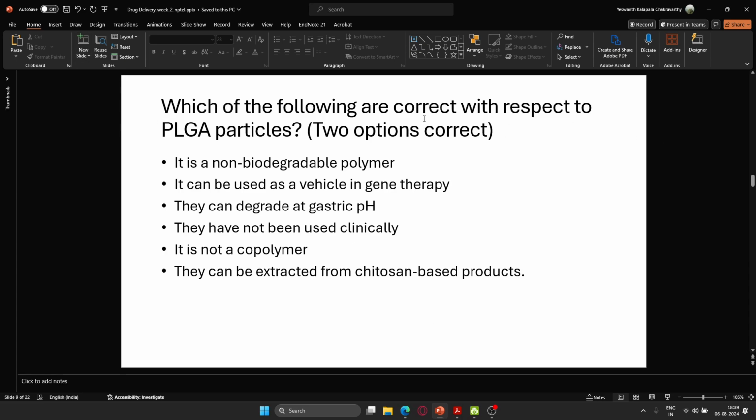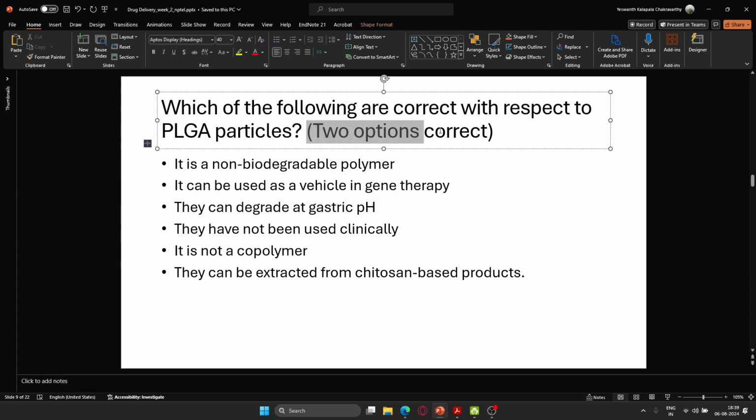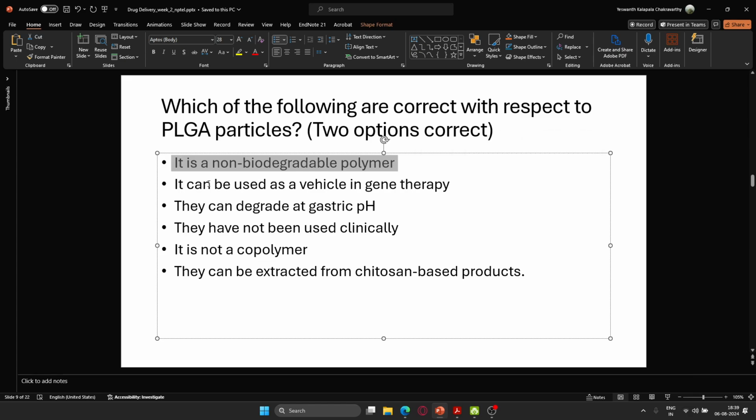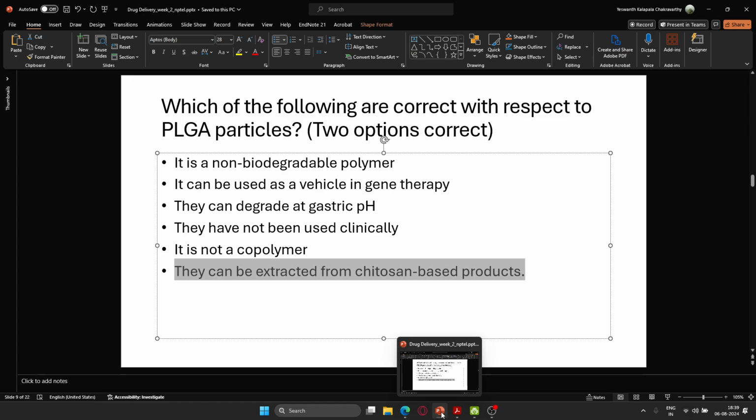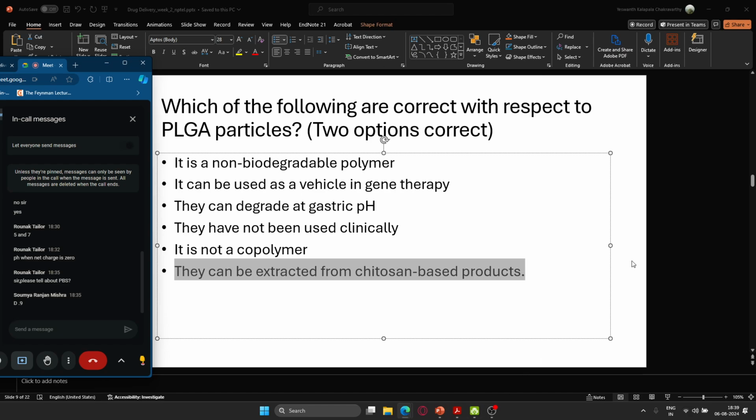Which of the following are correct with respect to PLGA particles? Two options are correct here. They're asking which of the following statements is true about PLGA particles. It is a non-biodegradable polymer. It can be used as a vehicle in gene therapy. They can degrade at gastric pH. They have not been used clinically. It is not a copolymer. They can be extracted from chitosan based products. What do you guys think is true about PLGA in these statements?